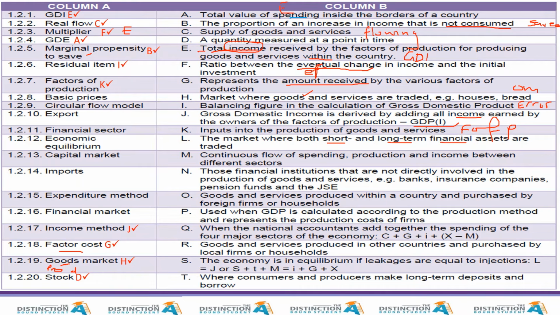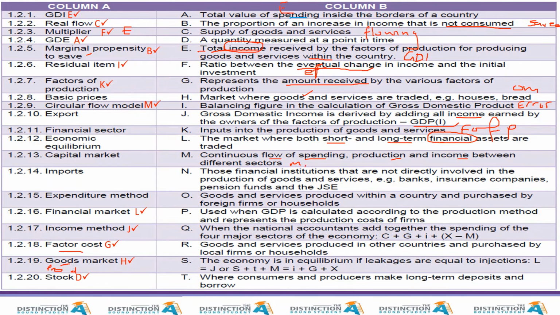The market where both short and long-term financial. This is the keyword. Look for something here. That is the word finance. There is the financial market. Continuous flow of spending, production, and income between different sectors. So when spending is flowing, production is flowing, and income is flowing, what is it that we're talking about? We are talking about the circular flow model.